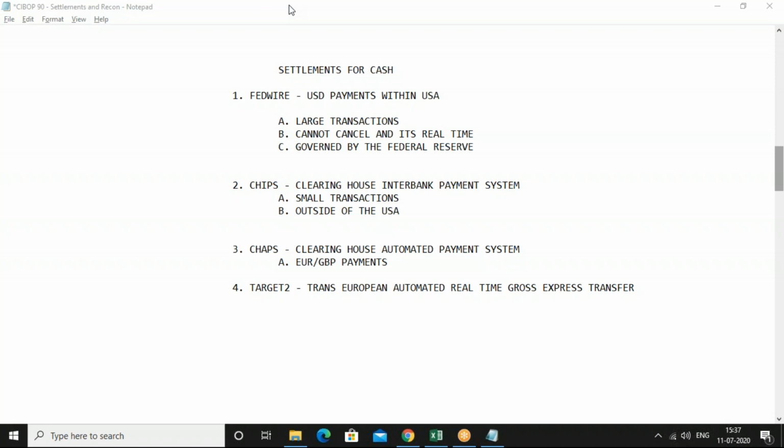CHAPS. Sir, CHAPS. No, CHAPS is only for Euro and GBP. So when you make payments within the European Union or to the UK, if the currency that you're paying in is Euro or GBP, you have to use CHAPS. And TARGET2 is only for Euro payments. Okay. Thank you, sir.